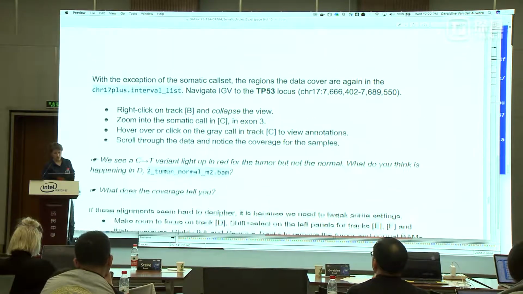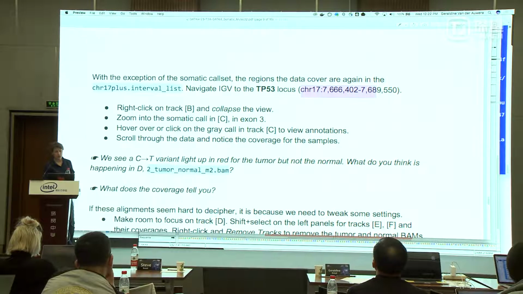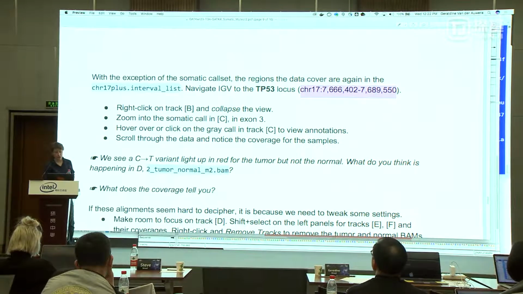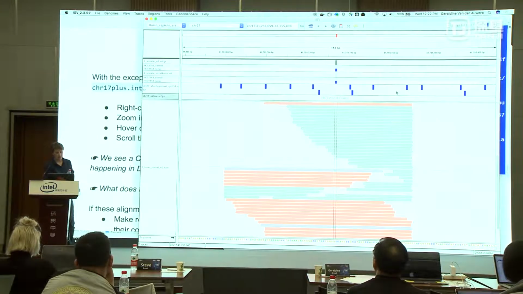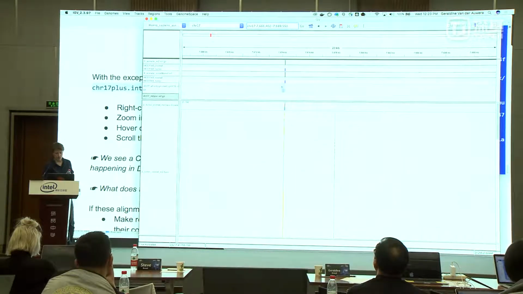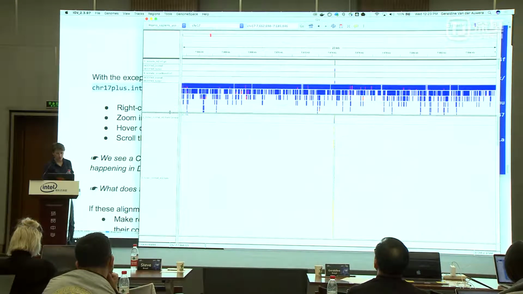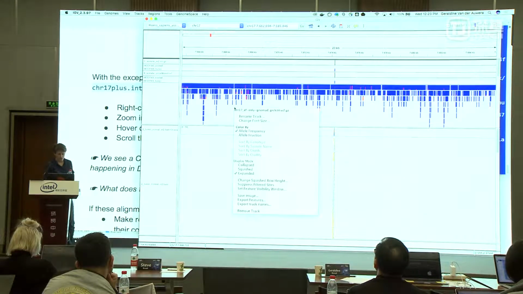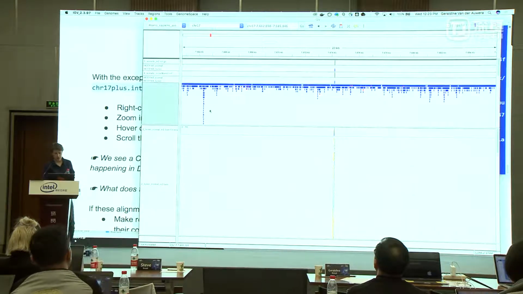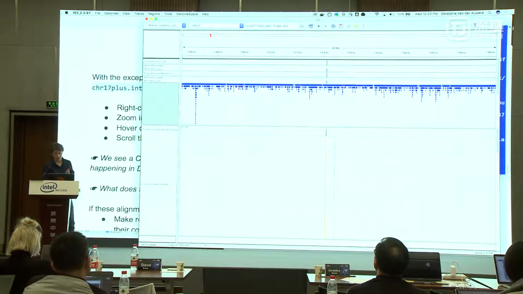Okay, so we're going to go look up this particular site at the coordinates that are given in the worksheet. So you'll want to copy that, take it into IGV and look that up. Okay. And here I'm going to squish the display of the gnomAD resource because there are a lot of calls in there. Okay, let's zoom in a bit.